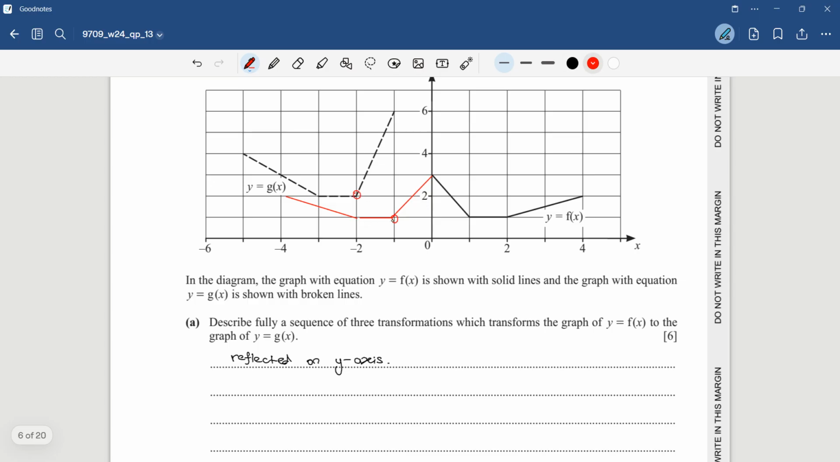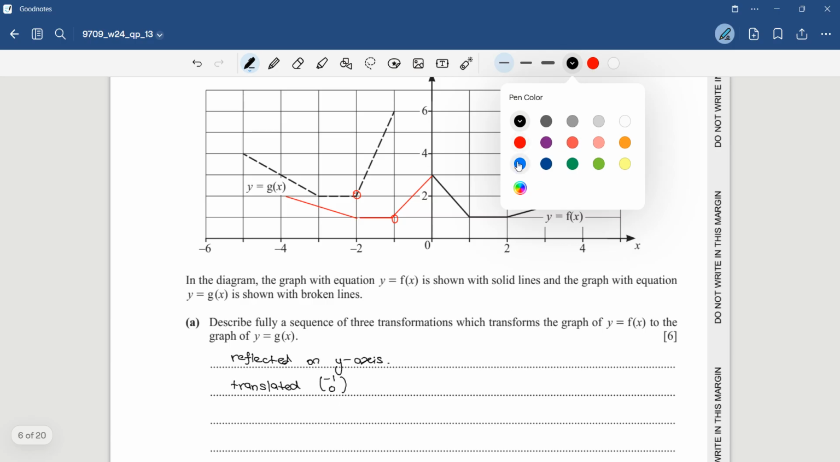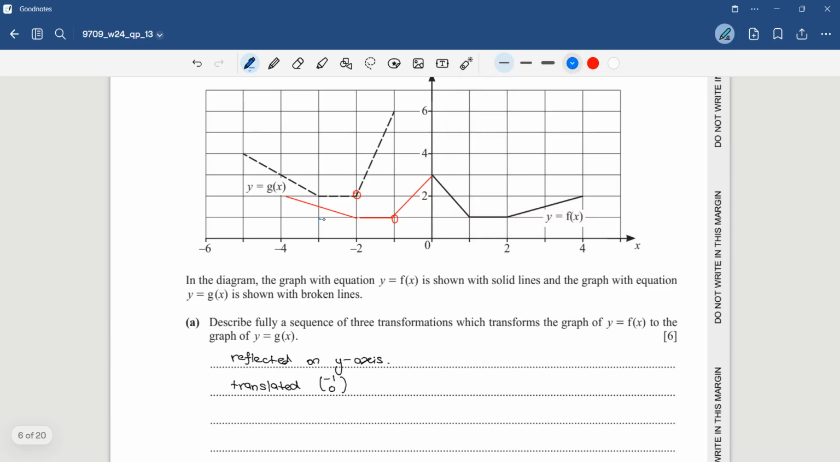It means it moved one unit to the left. Okay, so next transformation will be a translation. Okay, so translated with negative 1, 0, it moved one unit to the left. Okay, so now the graph will be something like this. It's here, something like this.